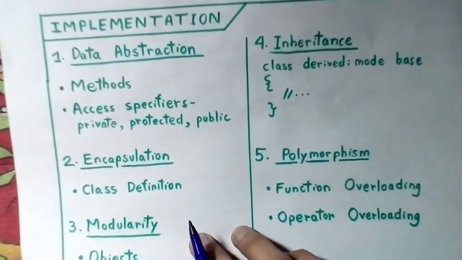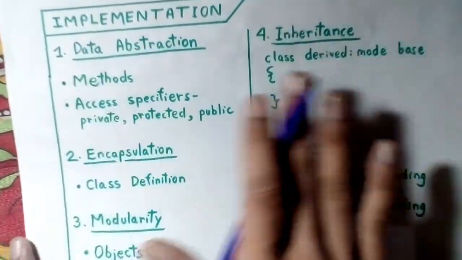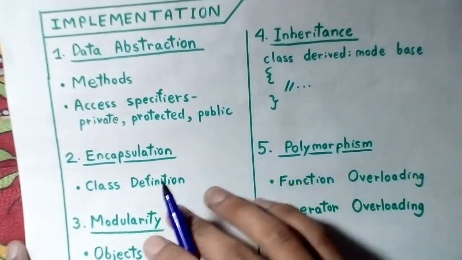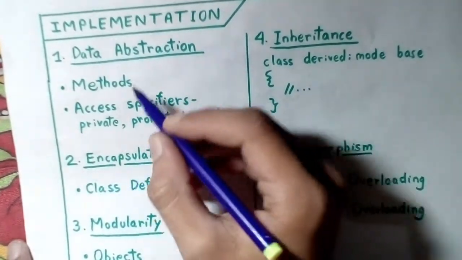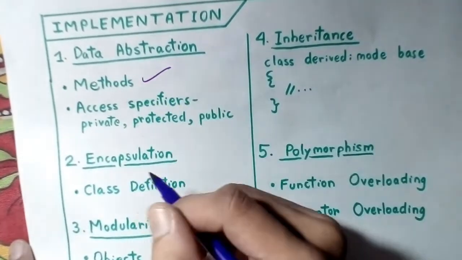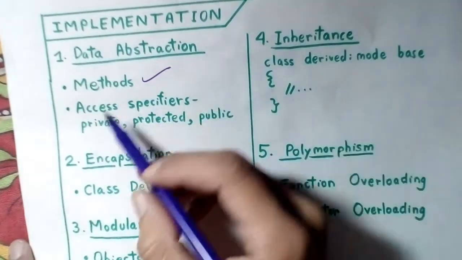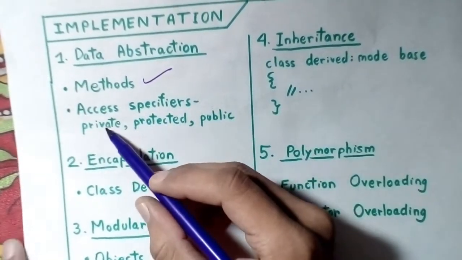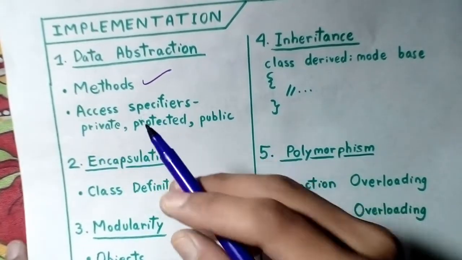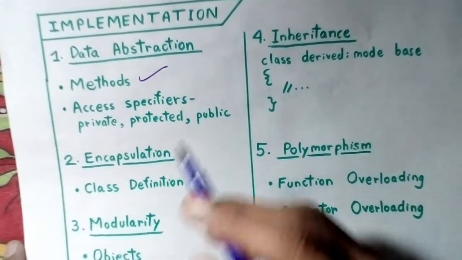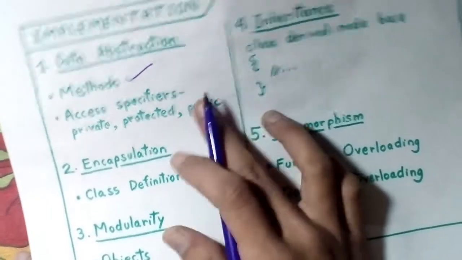Next, the implementation. This is the last part. This is how all these properties, these features of object-oriented programming are implemented in C++. Data abstraction is implemented through methods and access specifiers. With methods, like getters and setters, we can get the value of an object, or we can perform some function. And with access specifiers, we can hide the data, such as in private, it will be only available to the class, and in protected, it will be available to all the derived classes. In public, it will be available everywhere where the object is defined.